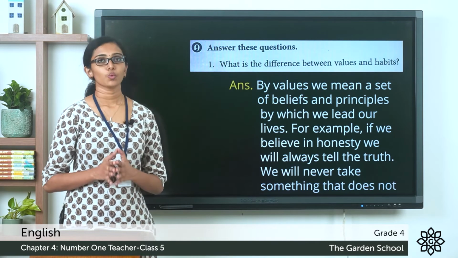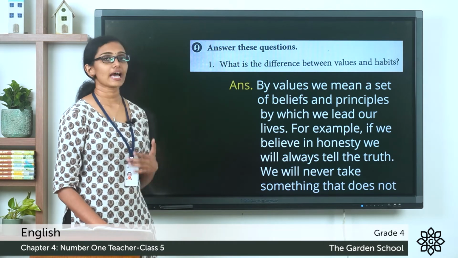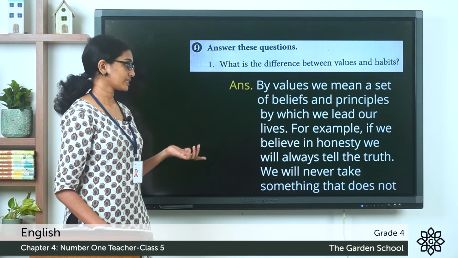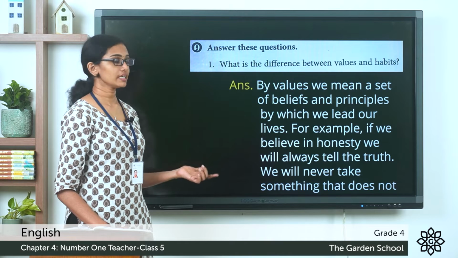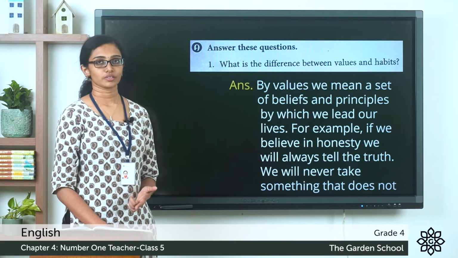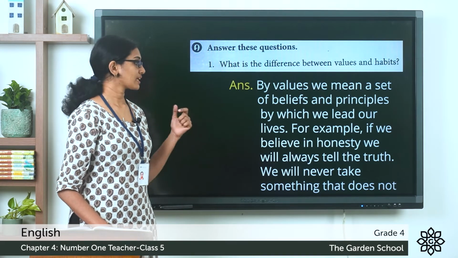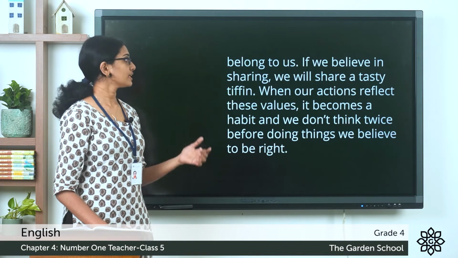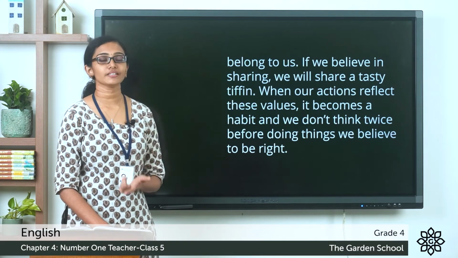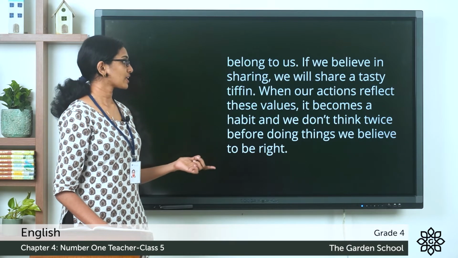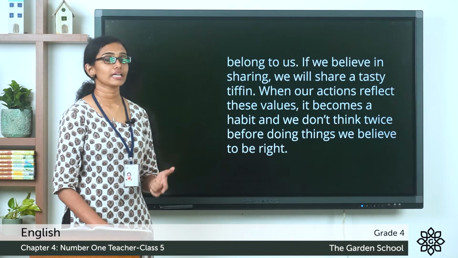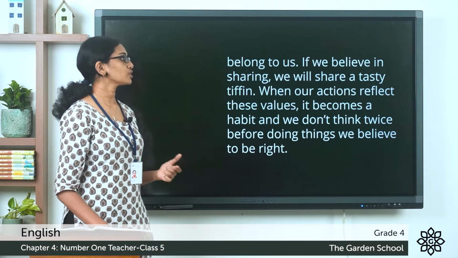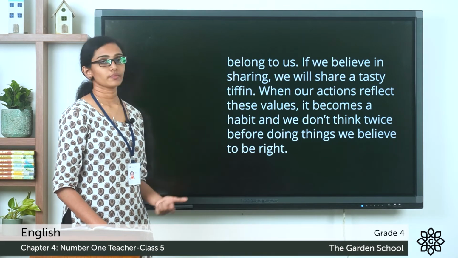By values, we mean a set of beliefs and principles by which we lead our lives. For example, if we believe in honesty, we will always tell the truth. We will never take something that does not belong to us. If we believe in sharing, we will share a tasty tiffin. When our actions reflect these values, it becomes a habit. And we don't think twice before doing things we believe to be right.